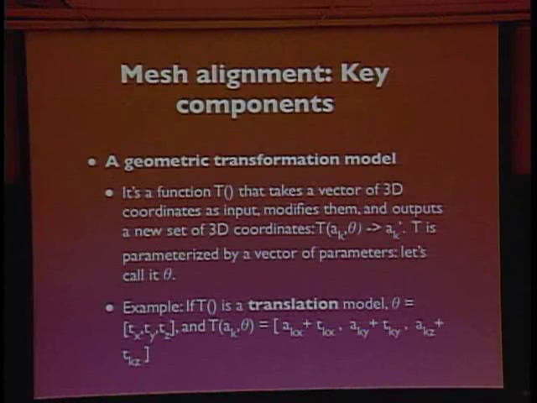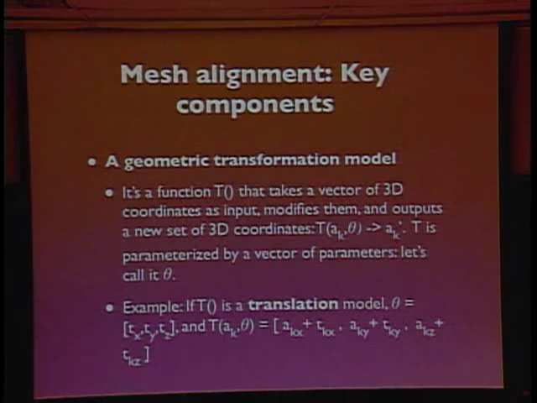So what I'd like to do is, similar to the object detection problem, give you a recipe, or a set of design decisions that you, the user, need to consider if you are trying to put together a system for surface-to-surface alignment. One of the design choices that you have to make is, what kind of geometric transformation model are you going to use?